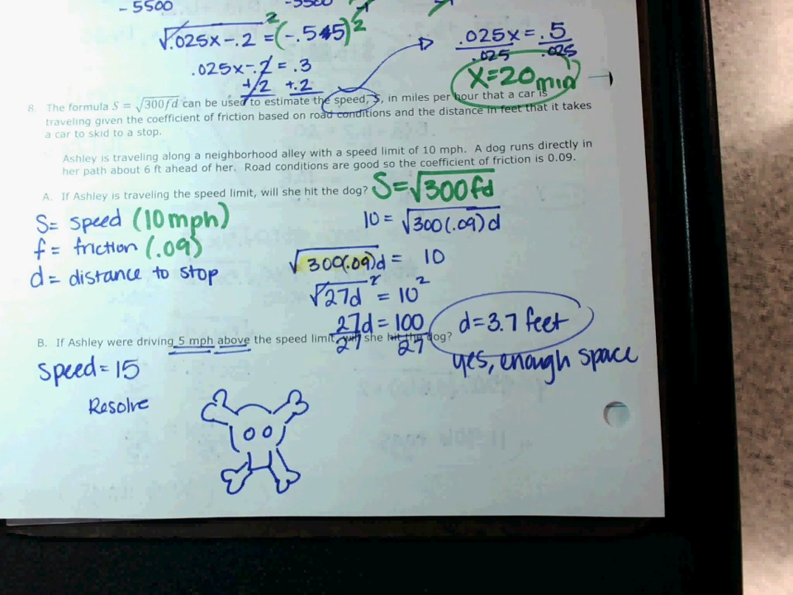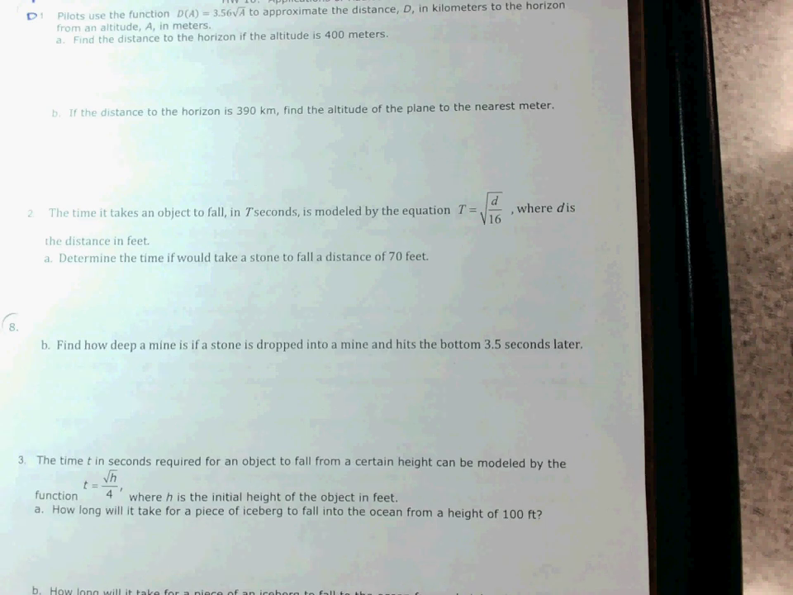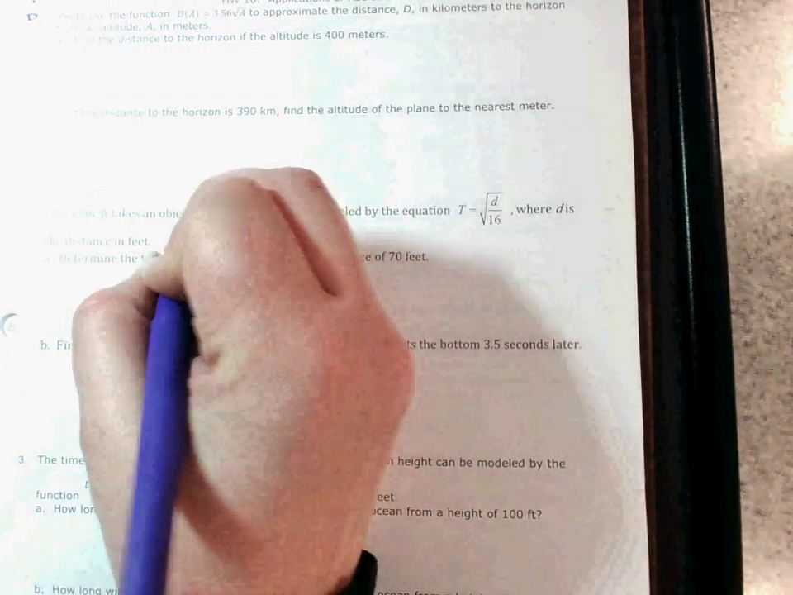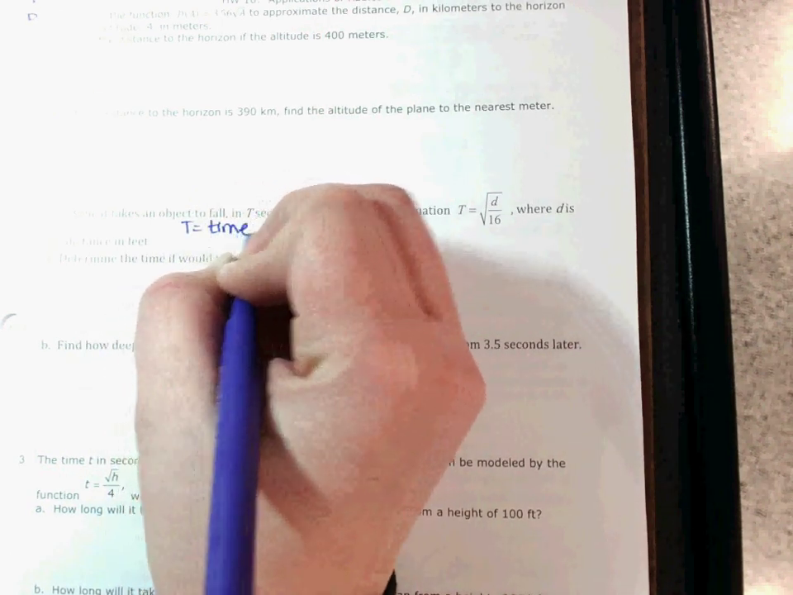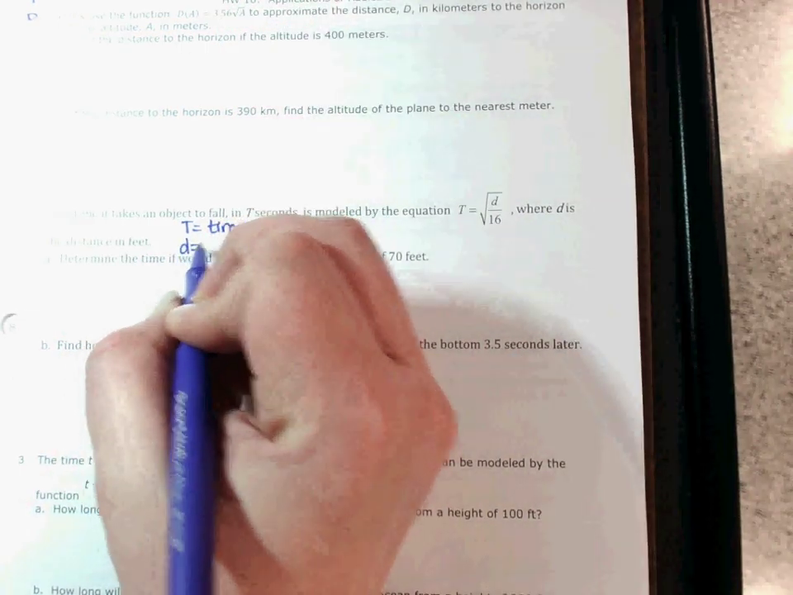Okay, glancing at this, we didn't do a fraction one. Do we want to do one of them to make sure you know how to do it? Okay, 2 or 3, you pick. 2, okay? So read through it and figure out which letter is which. We have a T, we have a D. Okay, so the time it takes an object to fall, T seconds. So T is my time. Is modeled by the equation, where D is the distance.